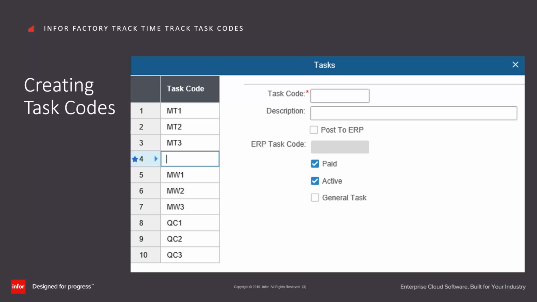To use the task code, set the task code active to Yes. When active is No, users will not be allowed to book time to this task code.